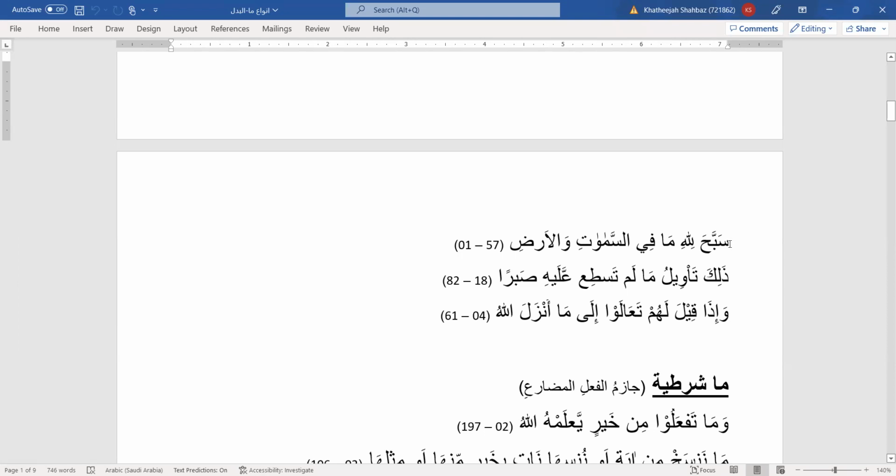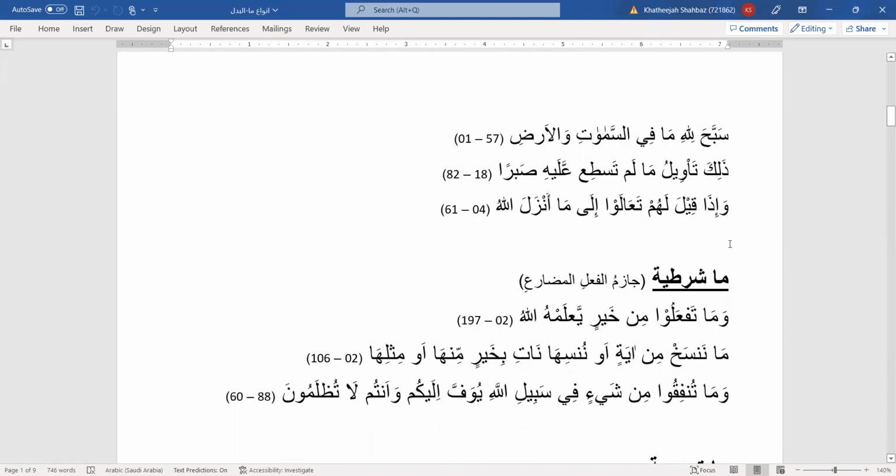Sabbaha. A'udhu billahi minash shaytanir rajim. Sabbaha lillahi ma fis samawati wal ard. He glorifies, glorified. Lillah, for Allah. Ma, what. Fi, in. As-samawat, the heavens, wal ard, and the earth. So whatever is in the skies and the earth glorifies Allah.